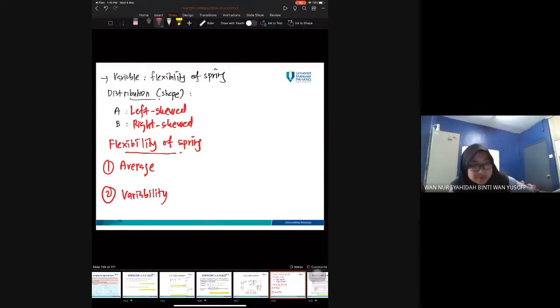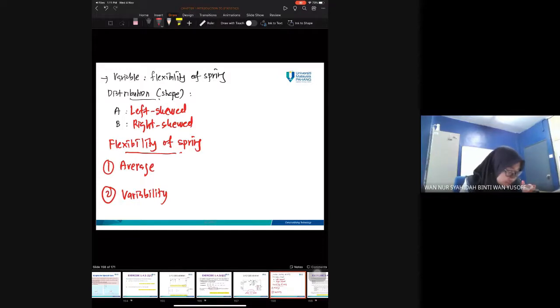So for the flexibility of the spring, you can comment on the average or variability. Similar to before, there are two values commonly used to compare a data set. First is average and second one is variability. But the box plot is one of the graphs, so it is based on visualization, how we see the data and comment on it. So it is not really accurate.